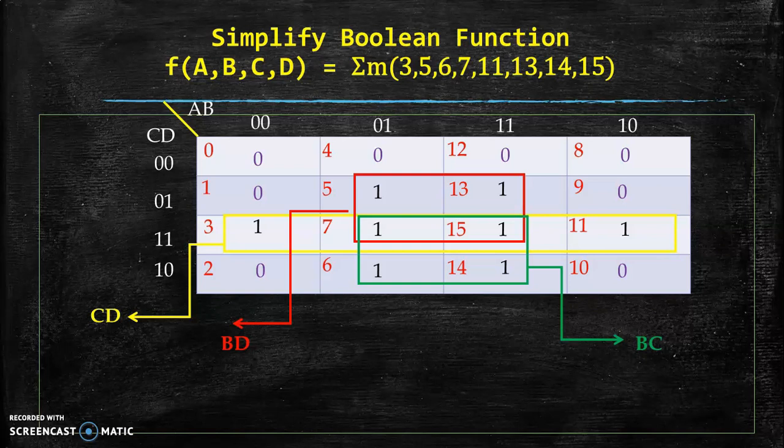So if a quad is possible, we should always go for a quad instead of making pairs with overlapping, but redundancy is not allowed. So the final answer, that is f of ABCD, is CD plus BD plus BC. So this is our simplified Boolean function.